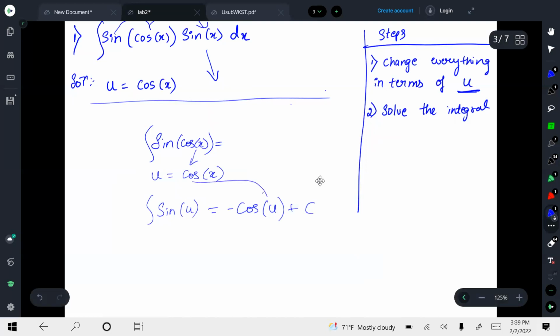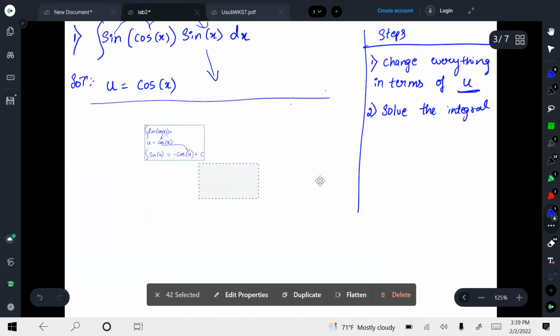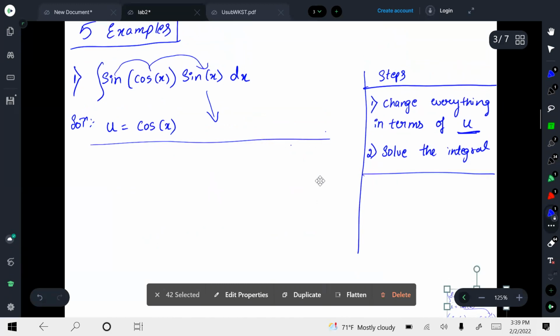Now you can substitute this back in the equation. Now your integral is solved. So this is how the U substitution will work. Okay. Now, coming back to the first example.